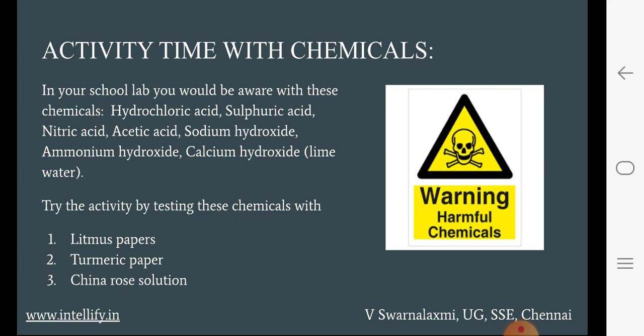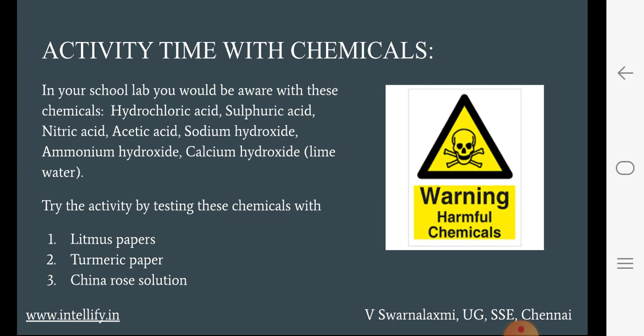So what are the chemicals that you want here? Hydrochloric acid, sulfuric acid, nitric acid, acetic acid, sodium hydroxide, ammonium hydroxide, calcium hydroxide. All these chemicals would be generally available in your school laboratory. It's just for the activity and fun purpose, in order to distinguish between the usage of litmus paper, turmeric paper and China rose solution. So, what is this activity all about?